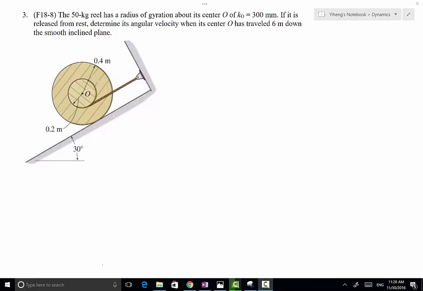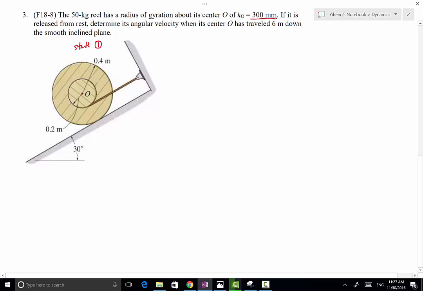So let's look at this problem. We have this 50 kilogram reel that has a radius of gyration about its center point O of 300 millimeters, and it is released from rest, and it actually rolls on this rope. And we need to determine its angular velocity when its center O has traveled 6 meters down this smooth inclined plane. So as soon as you see the word smooth, you know that you do not need to consider friction in this problem. Therefore, this is the initial state, so state 1.